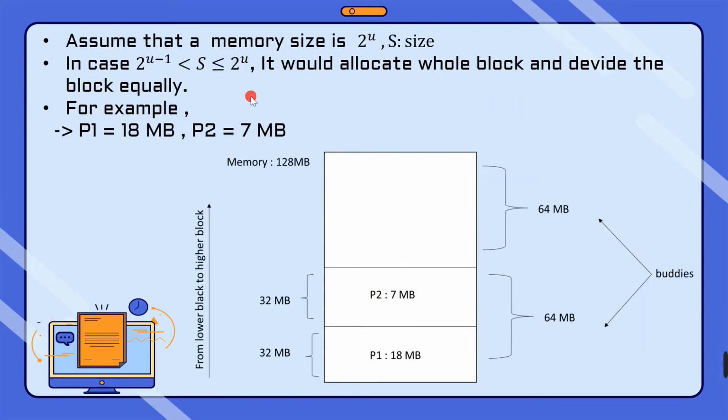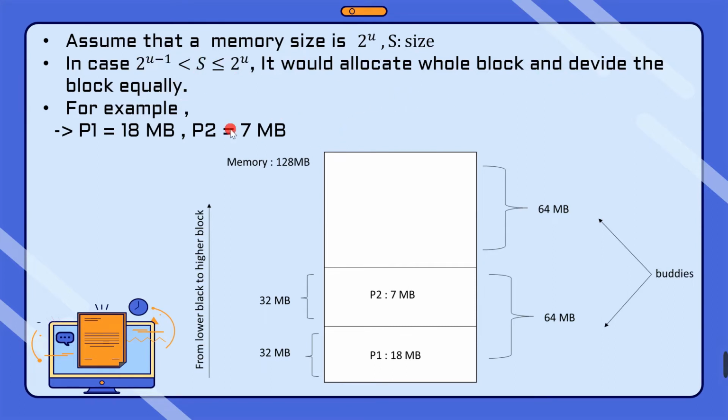So, first step, we must assume that a memory size is 2 power of u. We can use any kind of variable like k, z, or others. So s is a size. In case s is bigger than 2 power u minus 1 and smaller than 2 power of u, it would allocate a whole block and divide the block into it.